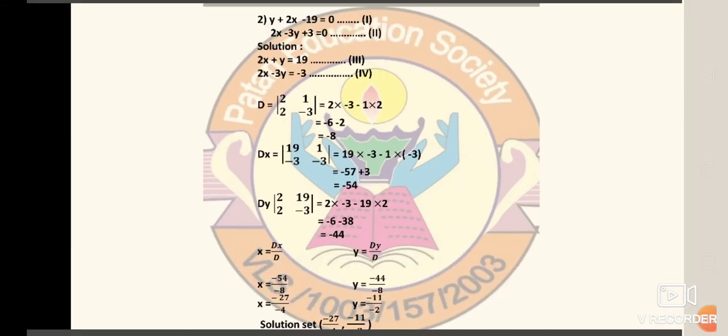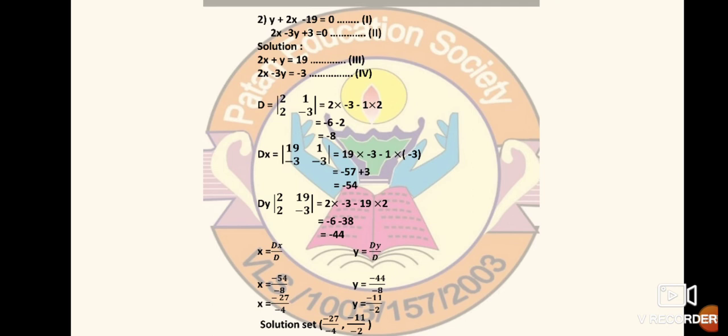Now let us see one more example. y plus 2x minus 19 is equal to 0, the first equation. 2x minus 3y plus 3 is equal to 0 is the second equation. Now see, if you observe these equations carefully, are they in standard form? Definitely not. For y plus 2x, there should be x first, then followed by y, and the constant is required after the equal sign. So you need to make the changes accordingly.